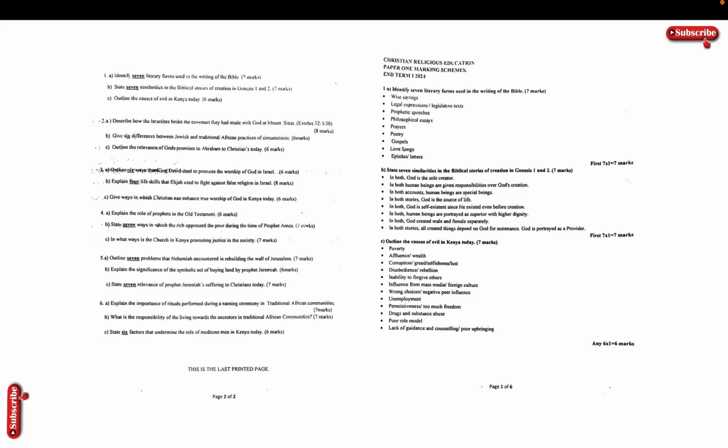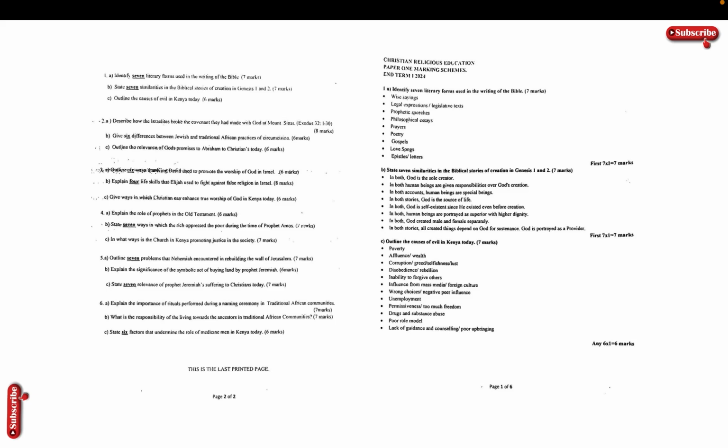Question 1c, outline the causes of evil in Kenya today. 6 marks. We have poverty. Wealth or affluence, that is another cause of evil. Corruption, or you say greed, it's the same thing. Selfishness is the same thing, or lust.